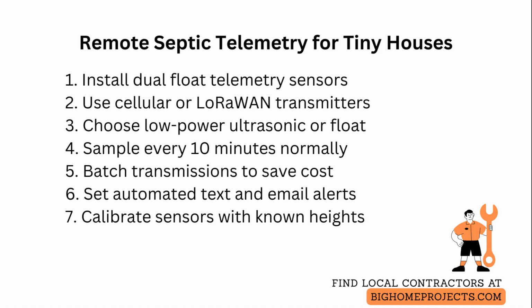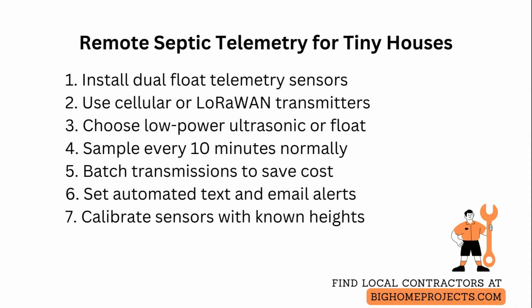Send data to a cloud dashboard that timestamps each event, plots pump runtime per cycle, records tank level trends, and calculates cumulative daily and weekly runtimes so you can detect slow increases in cycle frequency that indicate a developing clog or rising water table. Set automated alerts that notify you by text and email when pump runtime exceeds a threshold, when the tank reaches a critical level, or when sensor readings stop updating, and make sure alerts escalate if the first notification is not acknowledged.